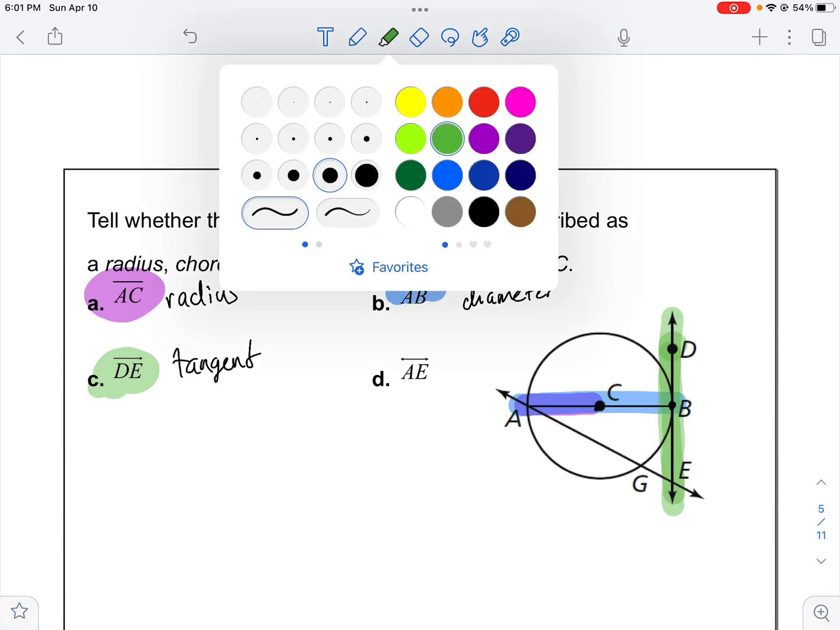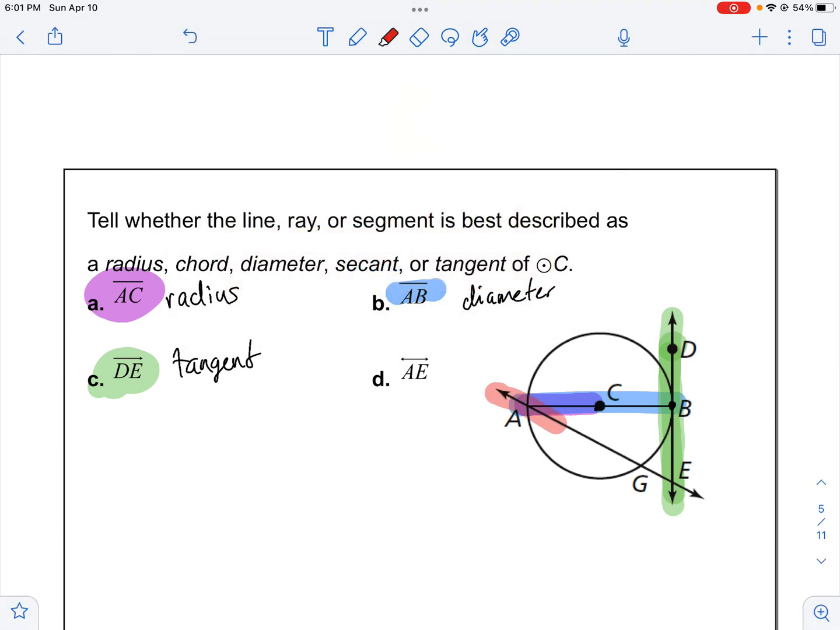And finally, it wants to know about AE. Okay, let's see. Radius, nope, doesn't go through the center. Chord, nope, goes past the edges. Diameter goes through the center. A secant touches the circle twice. 1, 2. Okay, cool. This is a secant.